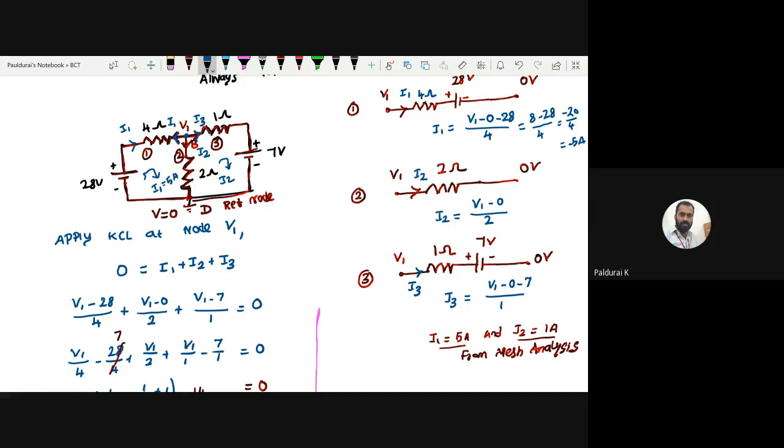I didn't change. Okay. So what is I2? Actually I3. What is I3? 8 minus 7. So it is 1 ampere.